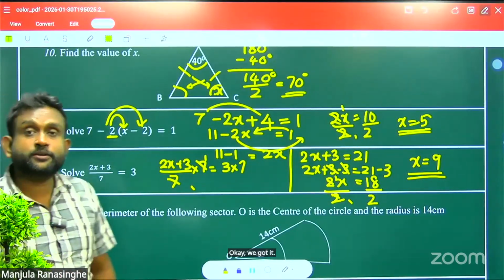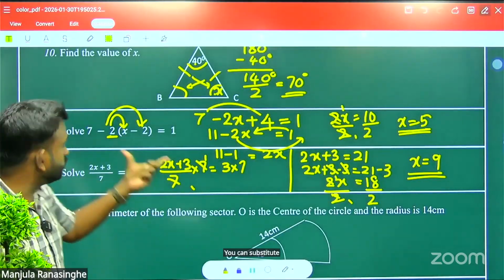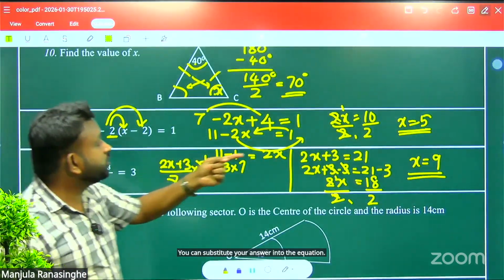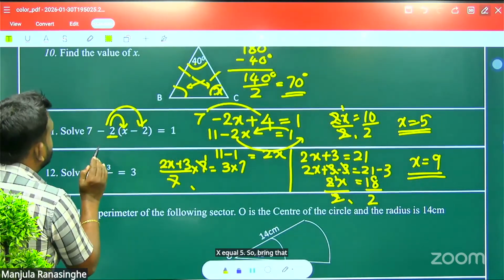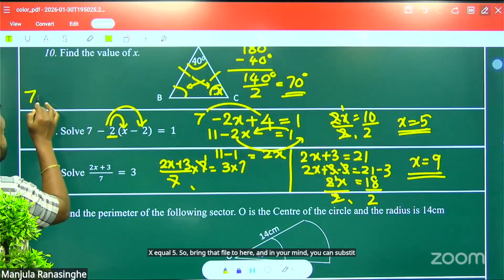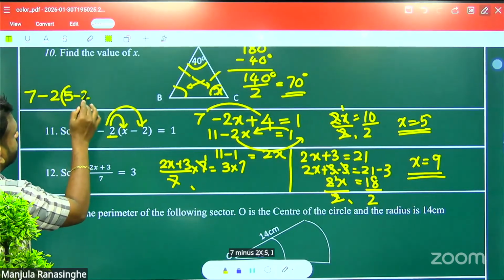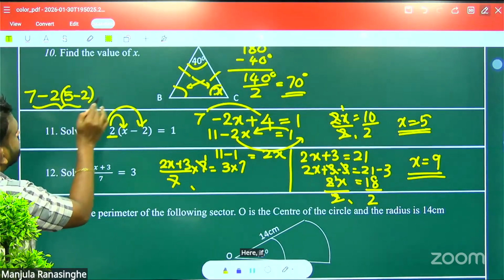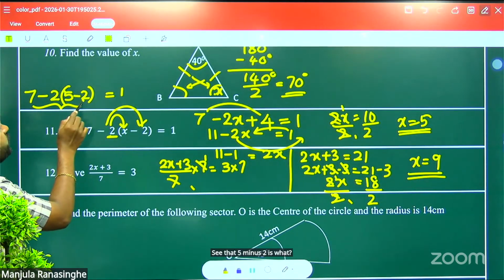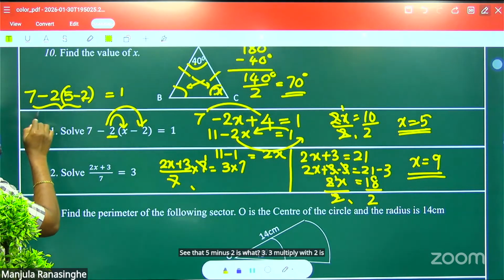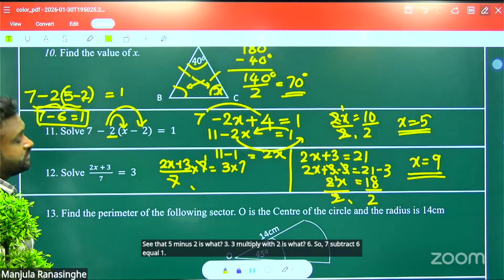Yes, how to check your answer whether it's correct or wrong? You can substitute your answer into the equation, right? Imagine here we got x as 5, no? x = 5. So bring that 5 here, and in your mind you can substitute: 7 minus 2 times (5 minus 2). If it is correct, it should be equal to 1. See, 5 minus 2 is what? 3. 3 multiplied with 2 is 6. So 7 subtract 6 equals 1. Yes, that is satisfied.